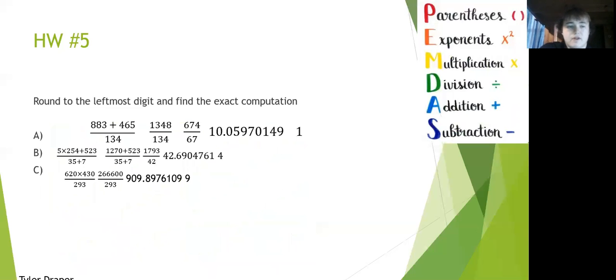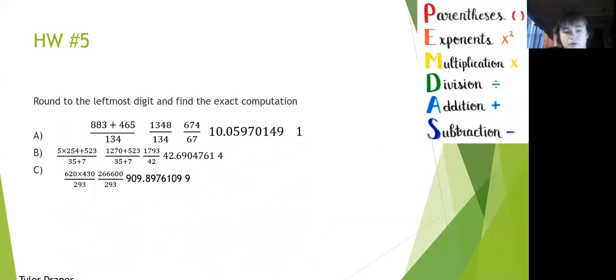Number 5, round the leftmost digit and find the exact computation. So we're going to use our friend PEMDAS over here. PEMDAS stands for parentheses, exponents, multiplication, division, addition, subtraction. 883 plus 467, we're going to get 1348. Then we will divide, and we get the decimal 10.05970149. Our largest leftmost digit is going to be 1.